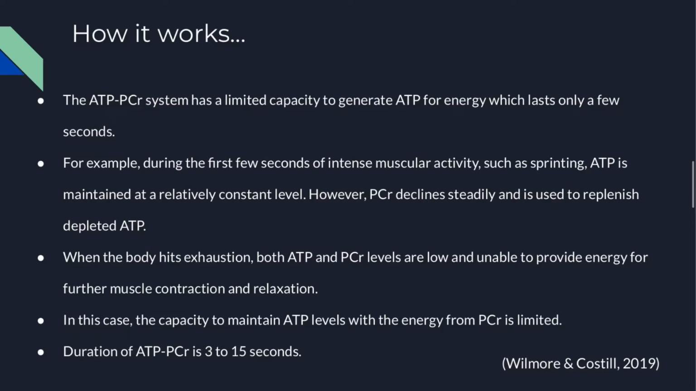For example, during the first few seconds of intense muscular activity, this could be sprinting, ATP is maintained at a relatively constant level. However, PCr declines steadily and is then used to replenish depleted ATP. When the body hits exhaustion, both ATP and PCr levels are low and unable to provide energy for further muscle contraction and relaxation. In this case, the capacity to maintain ATP levels with energy from PCr is limited.